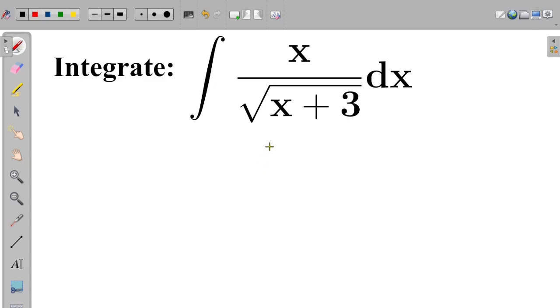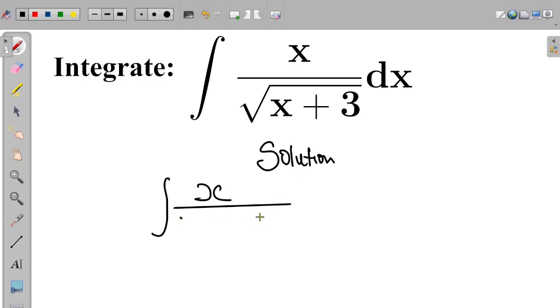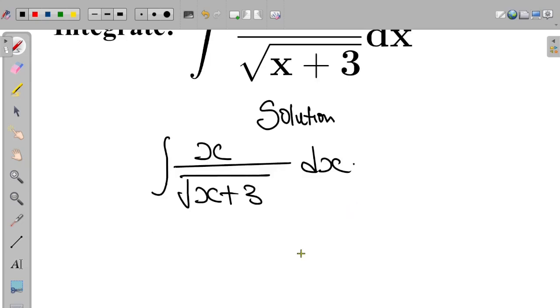So let us consider this question given to us. We are asked to integrate x divided by root of x plus 3 dx. At this point, the first thing we do here is make a very simple substitution.